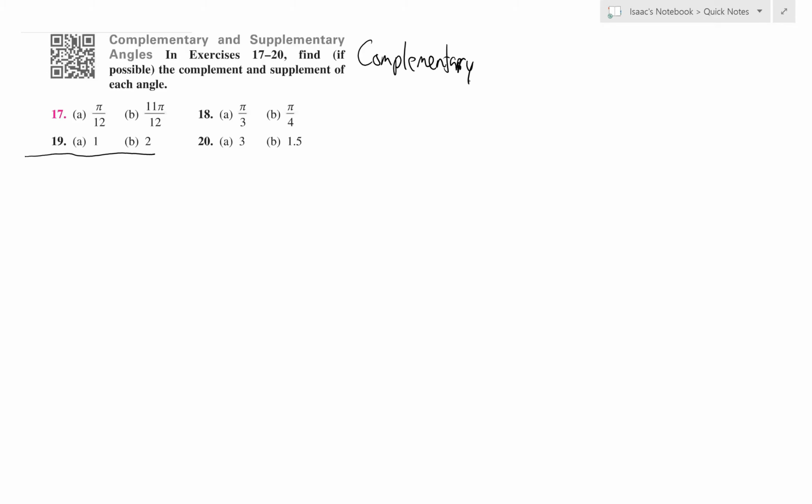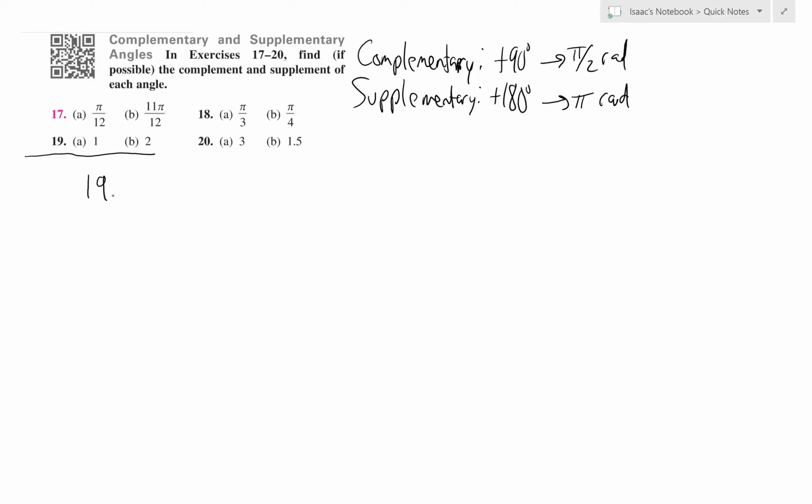what it means to be complementary and what it means to be supplementary. So, in geometry, since you work with degrees all the time, you should have memorized that complementary angles will add together to make a right angle, and supplementary angles will add up to make a straight angle. But since we're talking about radians, we need to know that this is equivalent to pi radians, and this one pi over 2 radians.